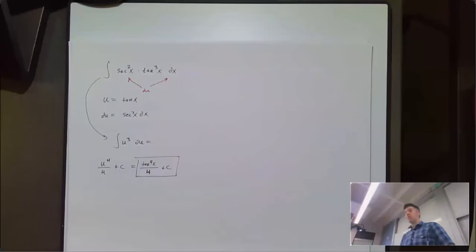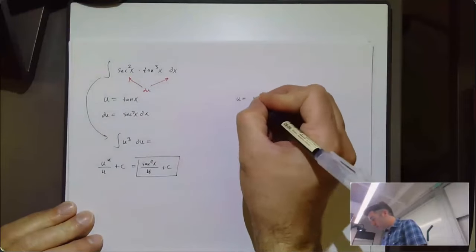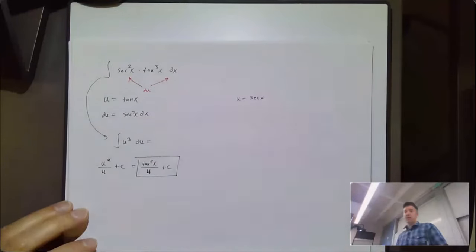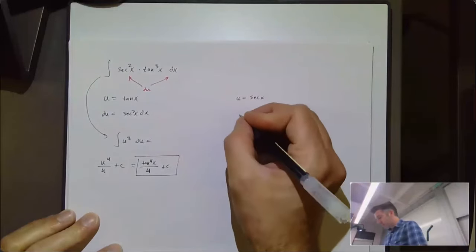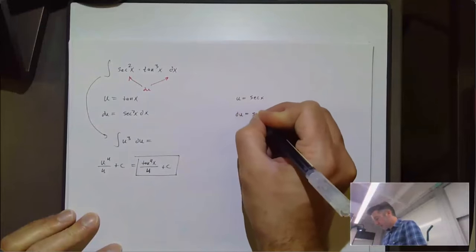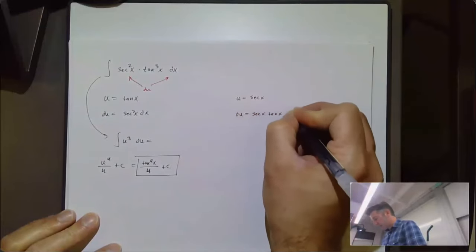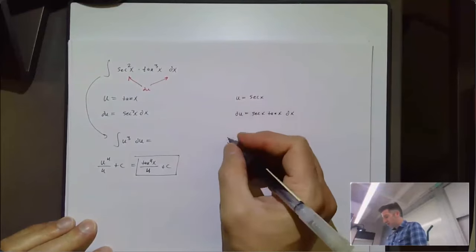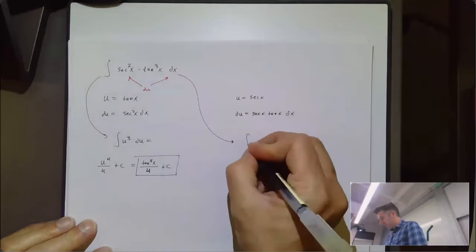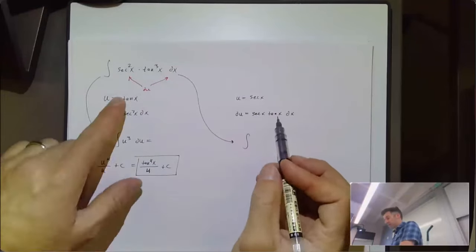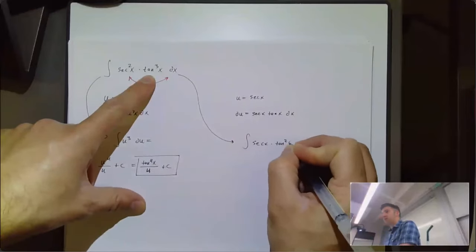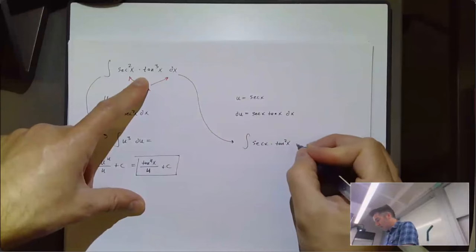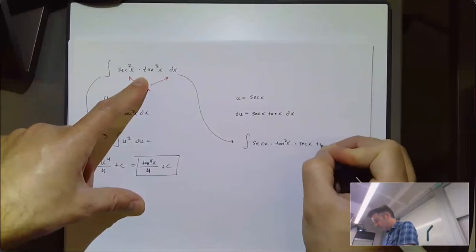But I will point out, this one would also work if we did a different u substitution. We could let u equal secant x. Now doing it this way is going to be more work, but it's worth seeing the process. So if u is secant x, our du is secant x tangent x dx. So I'm going to rewrite my integral as the integral of, I'm going to break off the secant x tangent x. So I'm going to write this as secant x times tangent squared x, pulling off the secant and the tangent, and then times secant x tangent x dx.